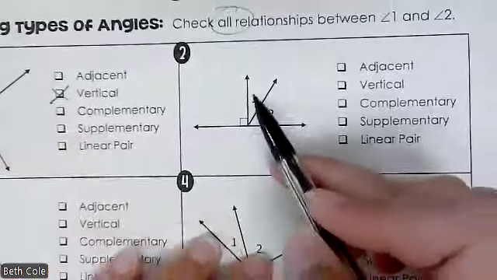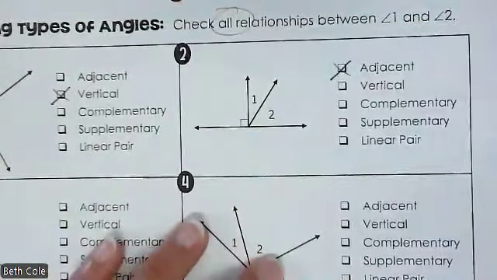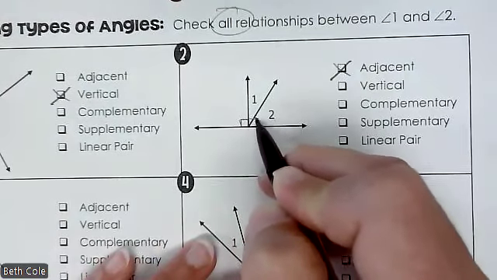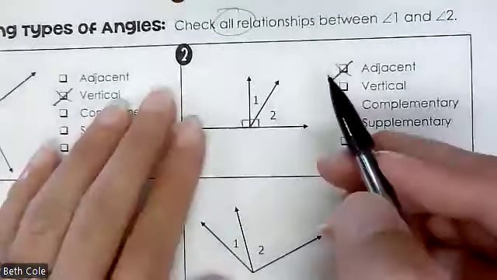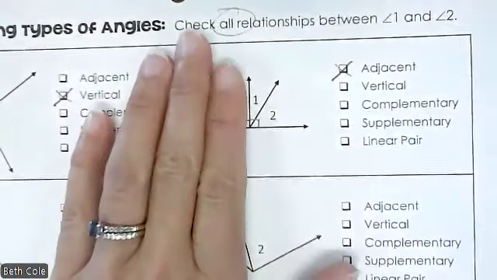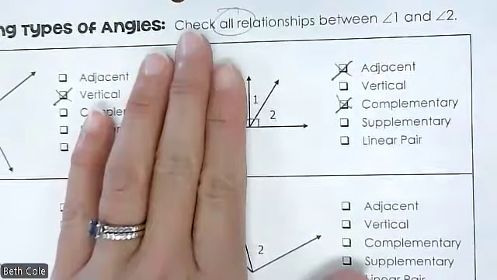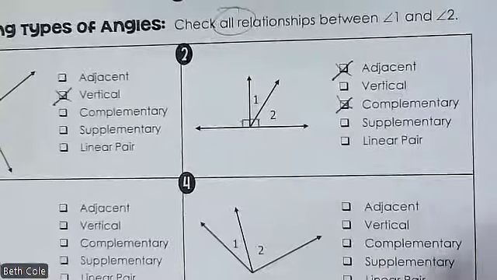All right, 1 and 2. They are adjacent. They're next to each other. And then do you see how I have this right angle in here? That means they add up to 180. Well, just this half of it, 90. They add up to 90. Good job. So that means they are complementary. Complementary means add to 90. Supplementary means add to 180.